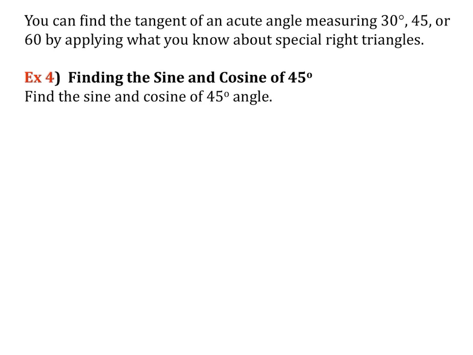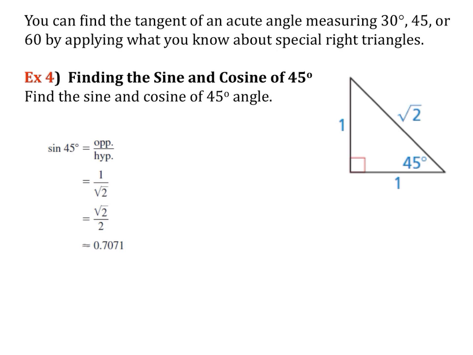Now let's find sine and cosine of a 45-degree angle. So just do a quick sketch of your right angle and label the 45-degree angle. And then for your legs, put 1s, which means your hypotenuse is square root of 2. So sine would be opposite over hypotenuse. So if this is our angle, then opposite would be 1, and hypotenuse would be square root of 2.